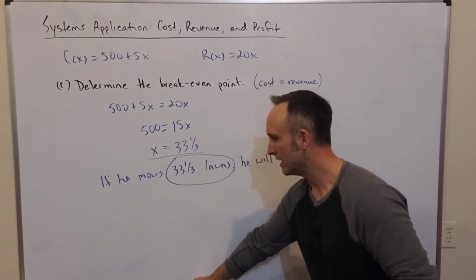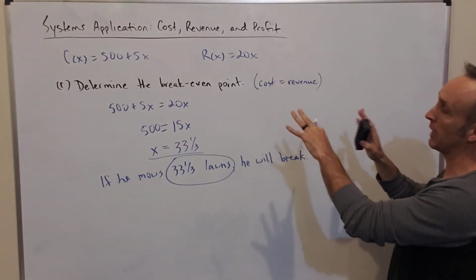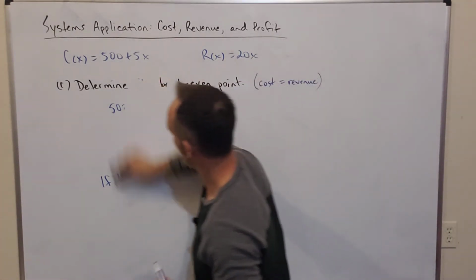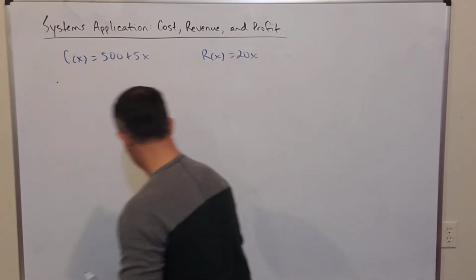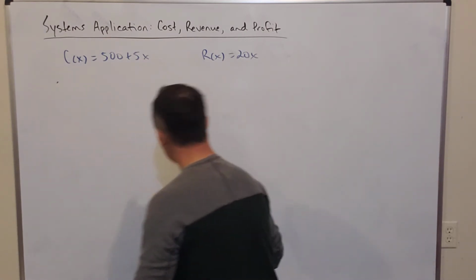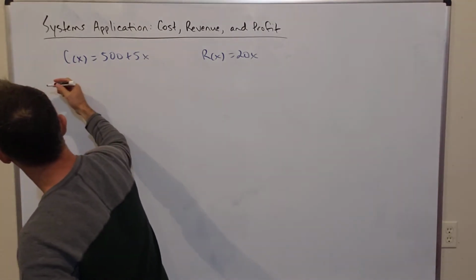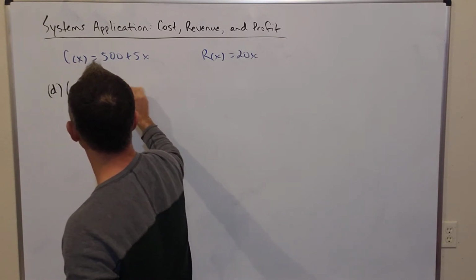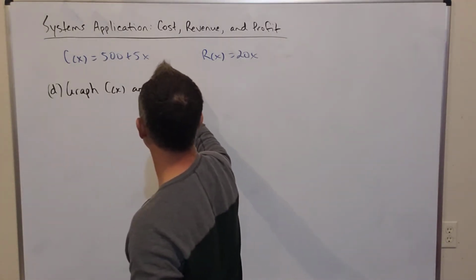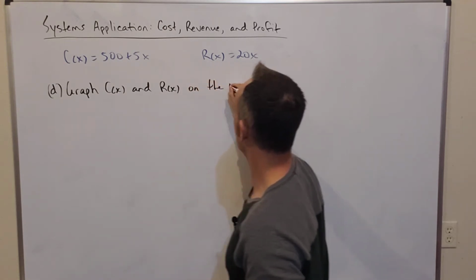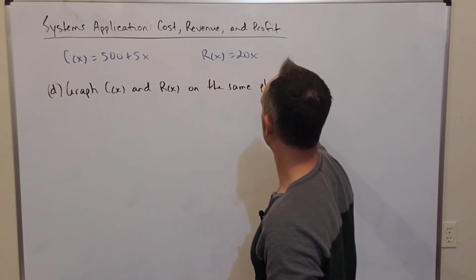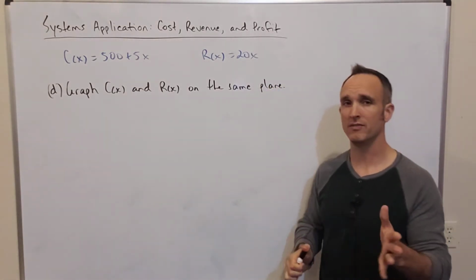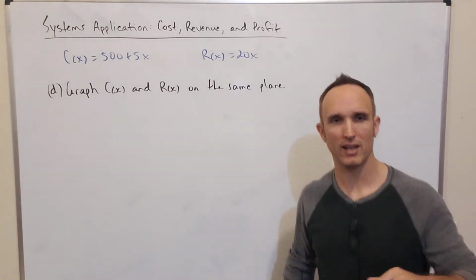Okay? All right, now, let's take a look at the graph of these two functions and how the break-even point shows its pertinence to this problem. So part D, graph C of x and R of x on the same plane. And I think it's going to be a good idea here to use graph paper. So I'm going to pause the video while I get my graph paper on the board, and then I'll come right back.